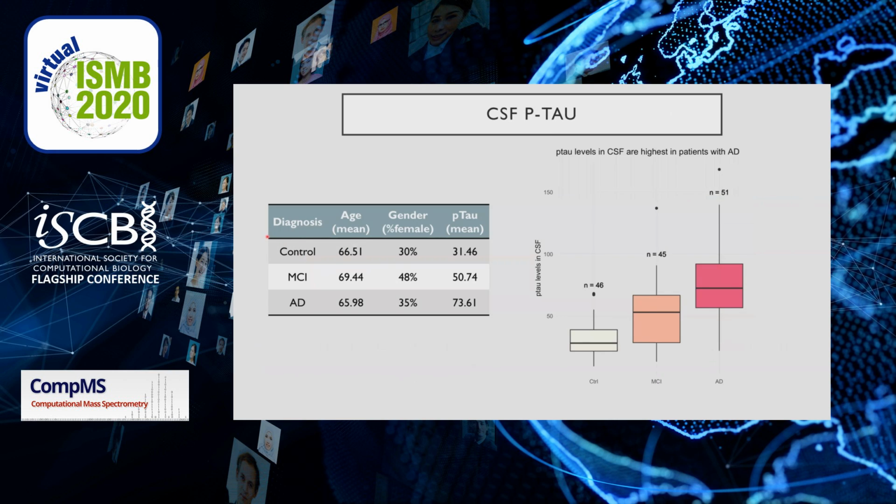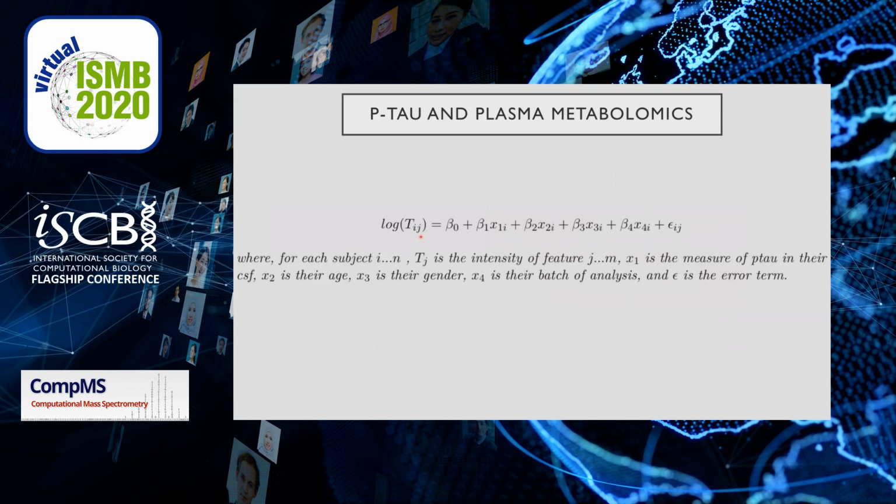which here we see that we have about 45 to 50 patients from this cohort that belong to the control group, to a group with mild cognitive impairment, and to a group with Alzheimer's disease. Their mean age is pretty similar, the gender is pretty similar as well. However, in the CSF, the phosphorylated tau levels increase from the control group to the MCI to the Alzheimer's disease group. What we did next is fit a regression model controlling for age, gender, and the batch of analysis.